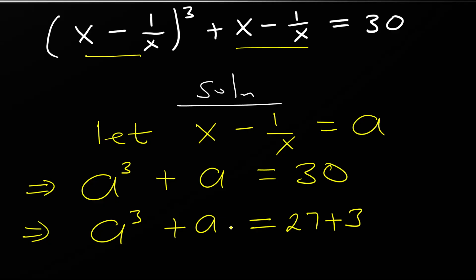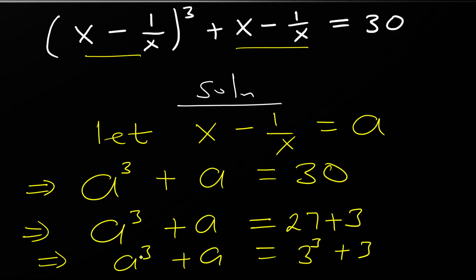Now the reason is very simple. Because I have a cube here. Okay, if I express this one as 3 to the power 3, it will match with this, and 3 will match with a, because by inspection, if I plug in 3, I'll get 30. That's why I decided to write 30 as that. As simple as that. Okay, so from here, I can write this one as a cube plus a equals 3 to the power 3 plus 3.